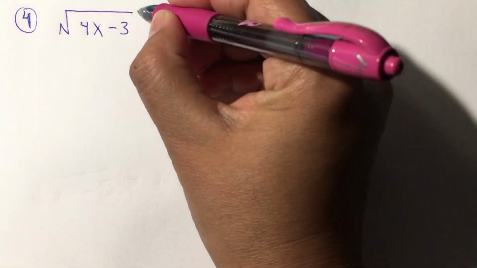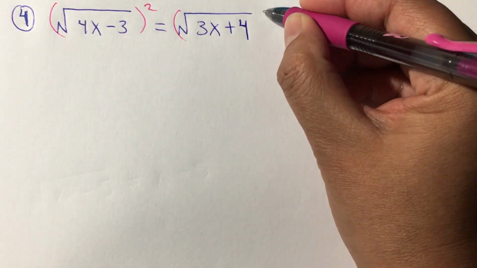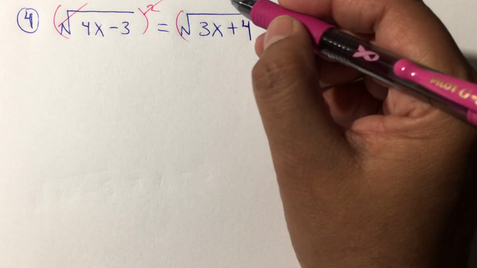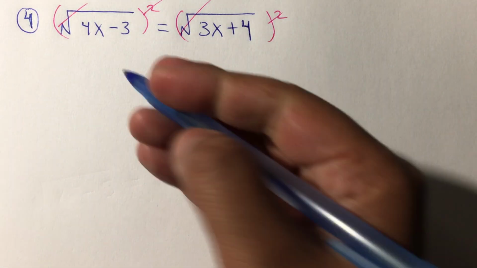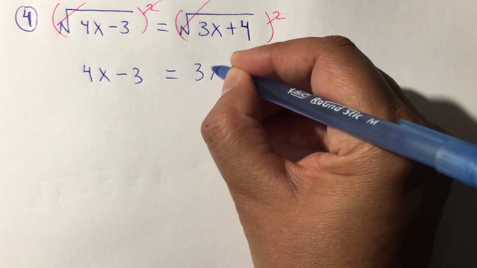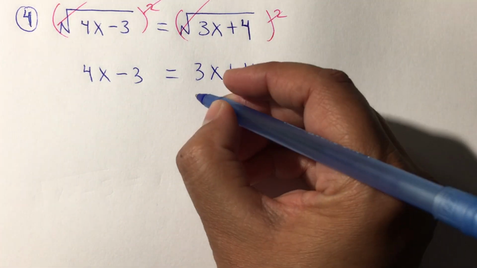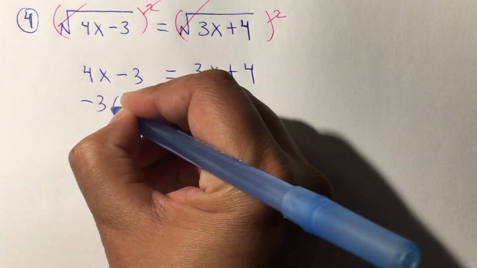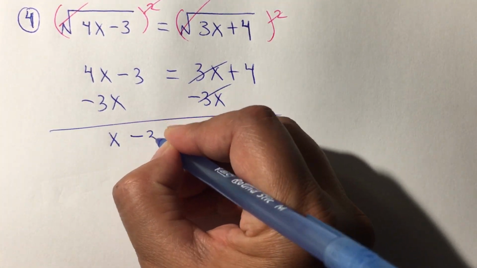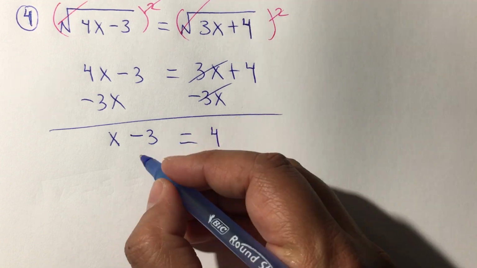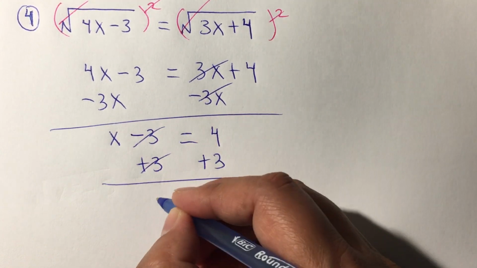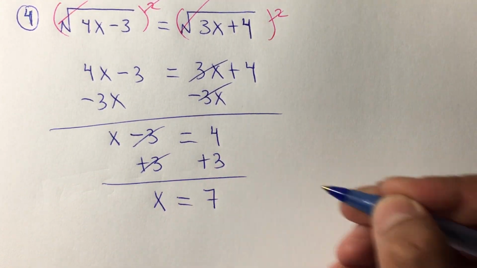Okay, for number 4, again, we start by canceling with the square. That square cancels the square root, and same on the other side. So we get 4x minus 3 equals 3x plus 4. We subtract 3x from both sides, and we get x minus 3 equals 4. Finally, the opposite of subtracting is to add 3 to both sides, and x is equal to 7.